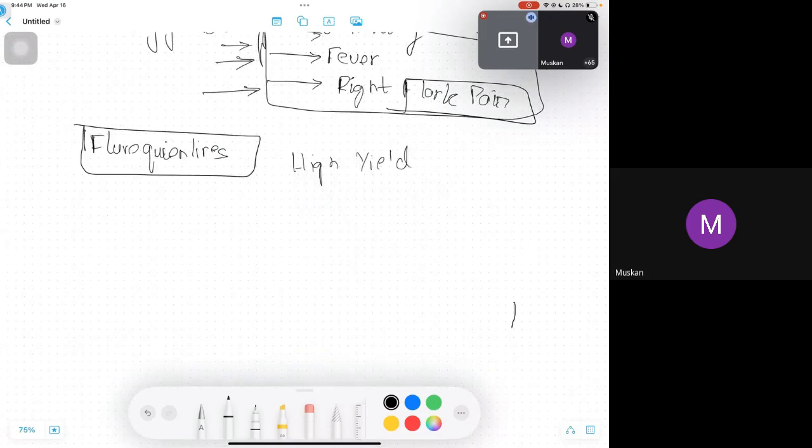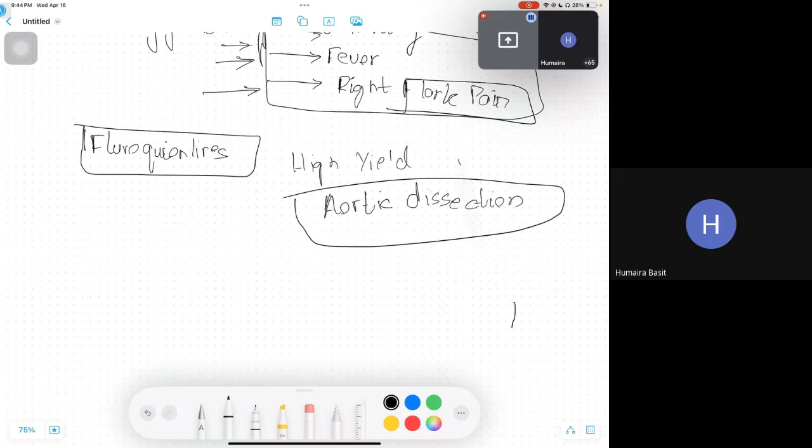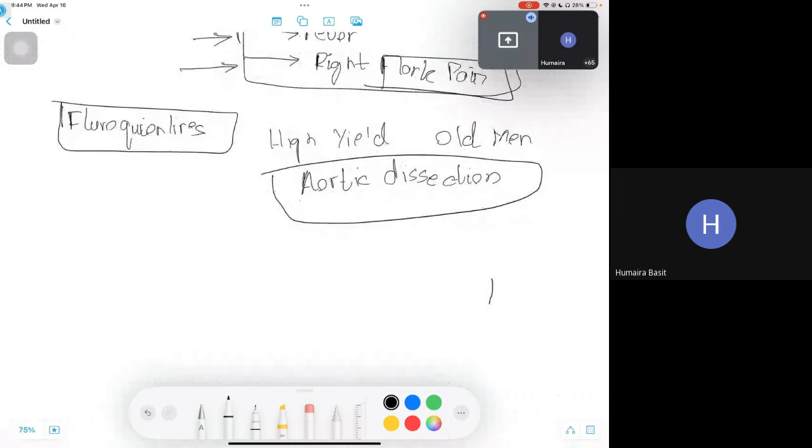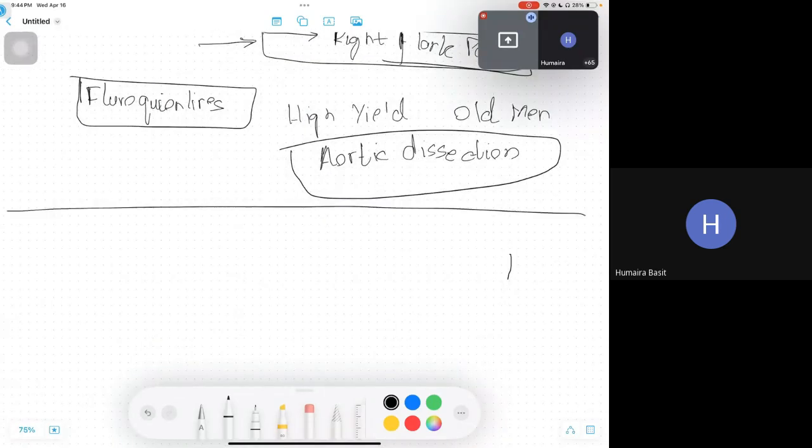Another high yield fact is that fluoroquinolones can also lead to aortic aneurysm and aortic dissection. It weakens the cartilage of the aorta and that can lead to aortic dissection. It happens in old people who are smokers and hypertensive, and then you give them fluoroquinolones for the treatment of pyelonephritis or a urinary tract infection. It will lead to aortic dissection.